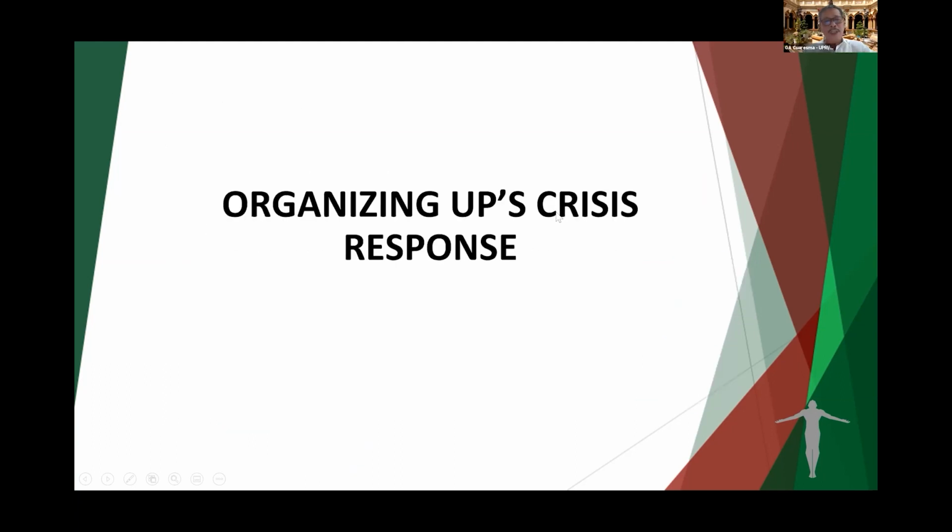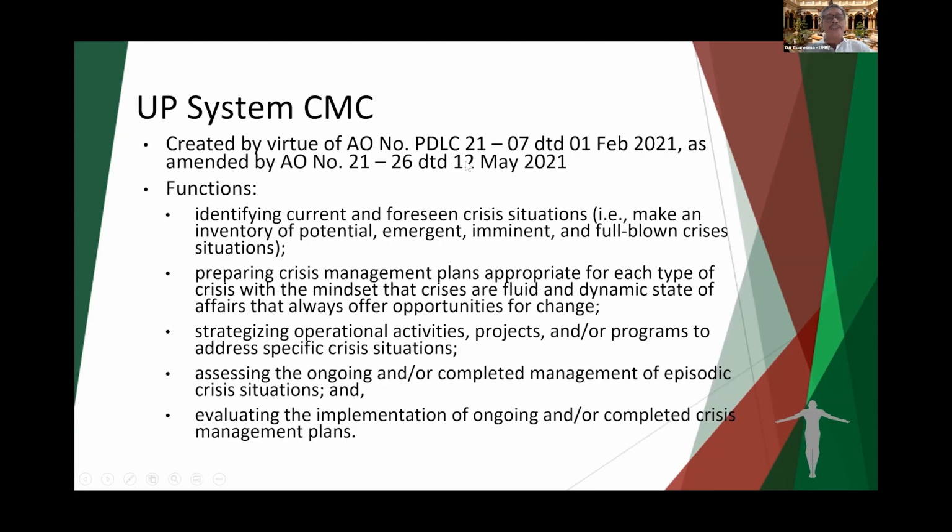Now, finally, in organizing UP crisis response, the President already issued AO number PDLC 21-07, and amended by AEO number 21-26, creating the UP System Crisis Management Committee with these as the functions of the committee. Now, what we are doing now is actually part of the functions of the UP Crisis Management Committee.